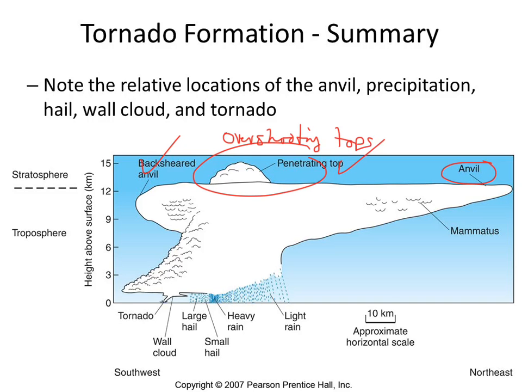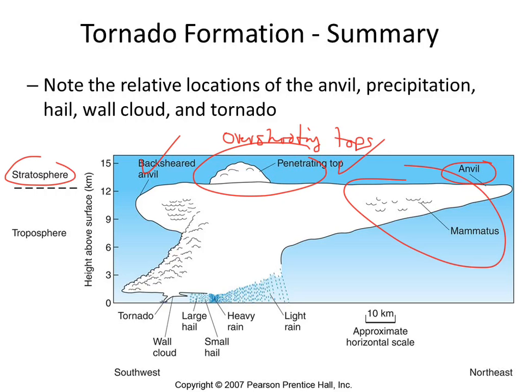And I like this figure because it says where they are overshooting into. They're overshooting into the stratosphere. And I got a picture yesterday of what looked like mammatus clouds to me. I mean, there was no anvil to be, but they just remind me of mammatus clouds.